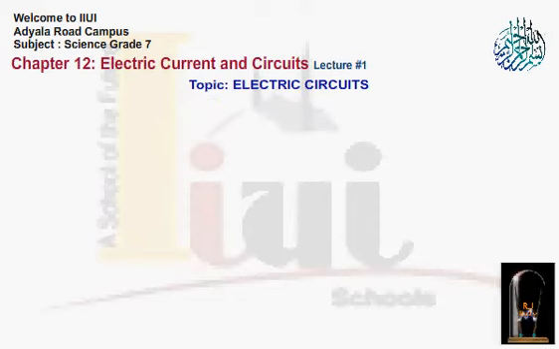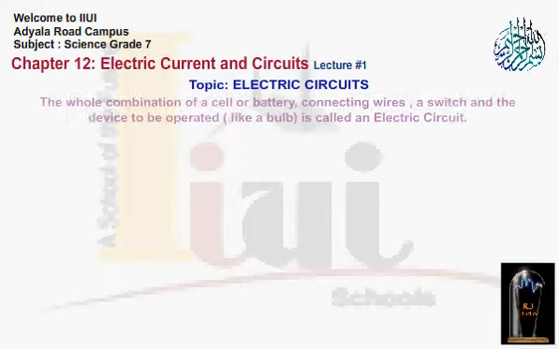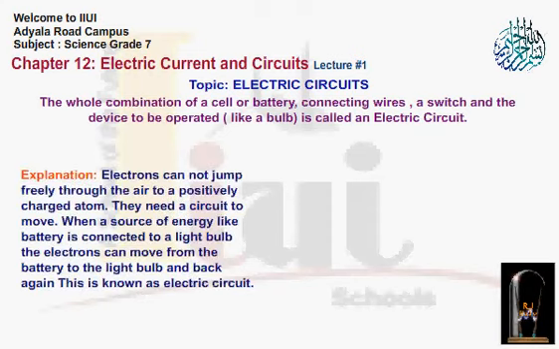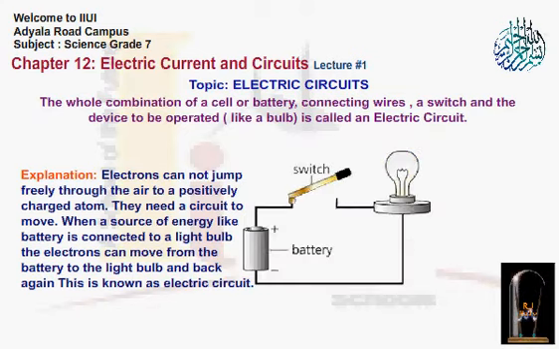Students, the electric circuit. What is an electric circuit? The whole combination of a cell or a battery, connecting wires, a switch, and the device to be operated like a bulb is called an electric circuit. Students, through the diagram on the screen it is clear that the electric circuit is composed of a switch, battery, wire, and a source, that is a light bulb.